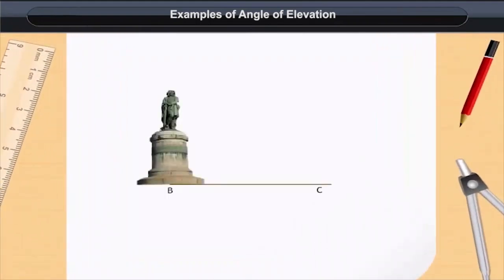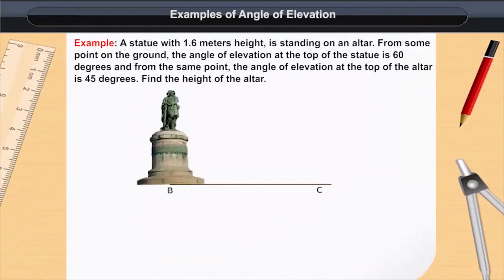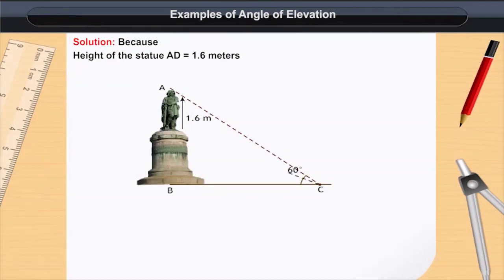Examples of angle of elevation. A statue with 1.6 meters height is standing on an altar. From some point on the ground, the angle of elevation at the top of the statue is 60 degrees, and from the same point, the angle of elevation at the top of the altar is 45 degrees. Find the height of the altar.